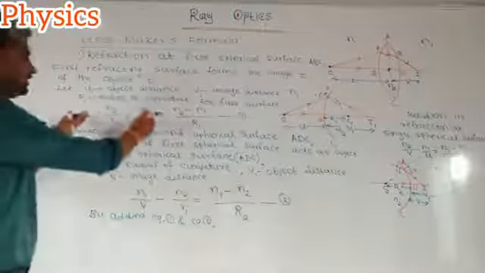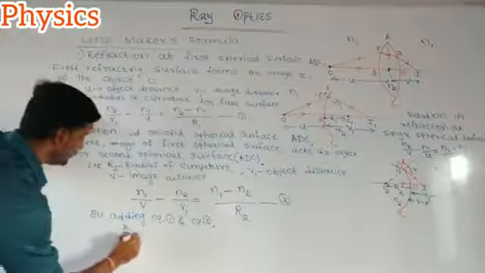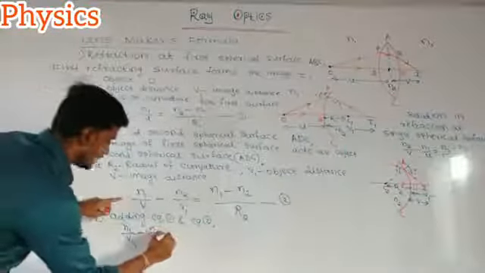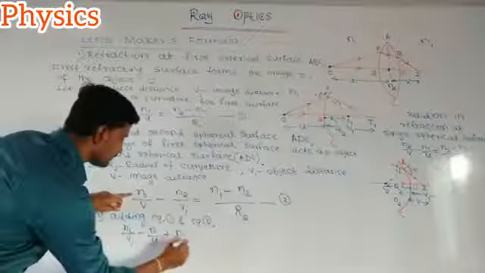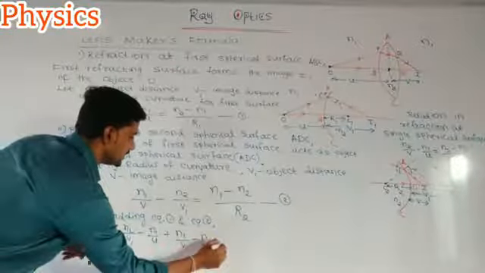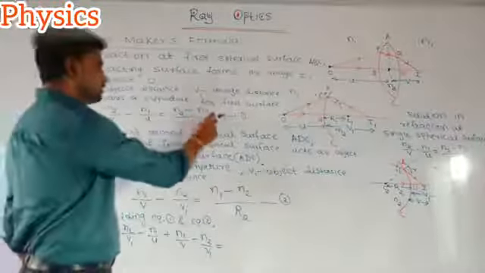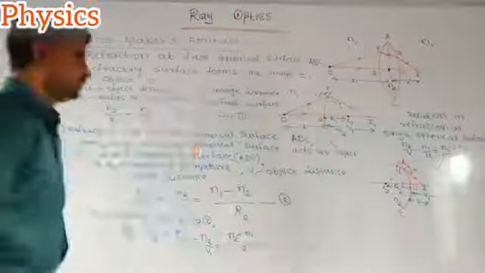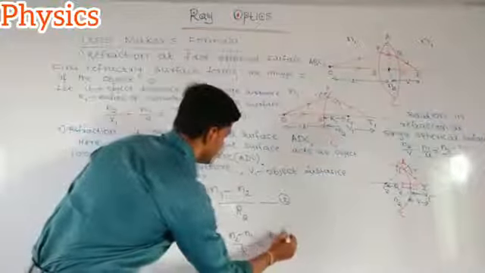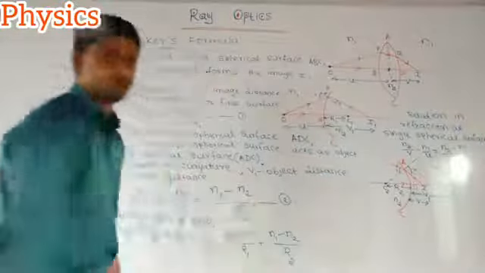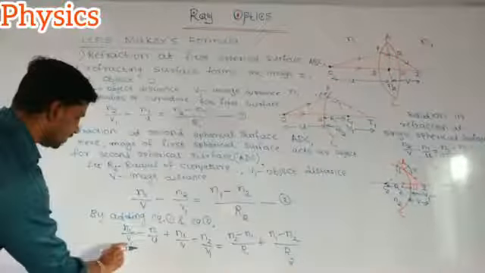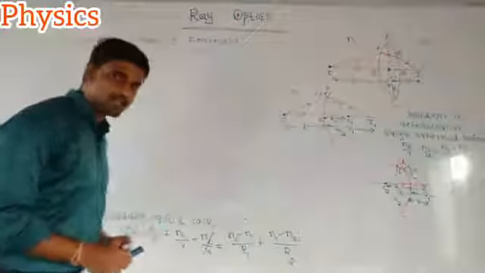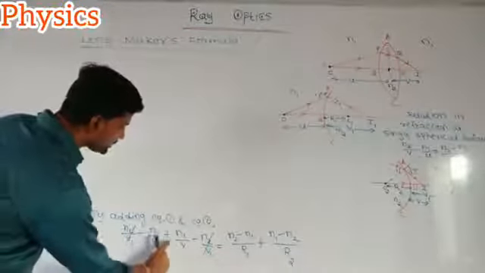See here, on the left hand side, equation 1: n2 by v1 minus n1 by u. Equation 2, left hand side, add that one. First add the left hand sides: n1 by v minus n2 by v1 is equal to. Add the right hand sides: in the first equation the right hand side is (n2 minus n1) divided by R1, plus, in the second equation the right hand side is (n1 minus n2) divided by R2. Okay, here n2 by v1 minus n2 by v1 will cancel. After cancellation, we get the remaining terms, minus n1 by u plus n1 by v, on the left hand side.